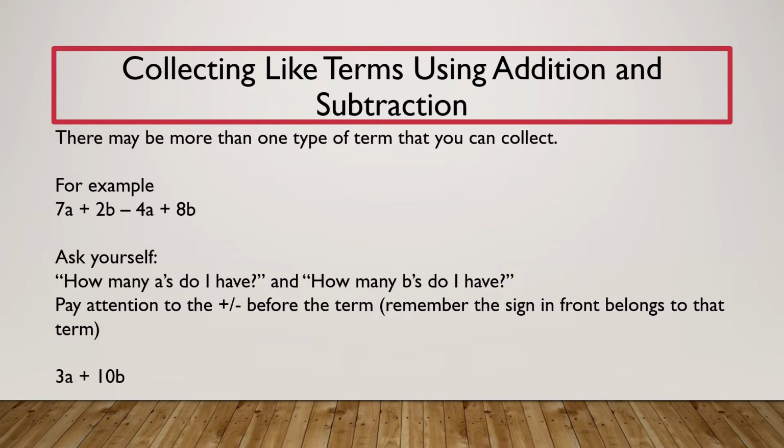So there might be more than one type of term. For example, if we've got 7a plus 2b minus 4a plus 8b, look at them separately. How many a's do I have? How many b's do I have? Make sure you pay attention to the sign before the term. The sign in front belongs to that term. What I usually do is either circle or highlight them in different colours. So in the case of this, I've got 7a minus 4a, which gives me my 3a, and I've got plus 2b plus 8b, which gives me 10b.